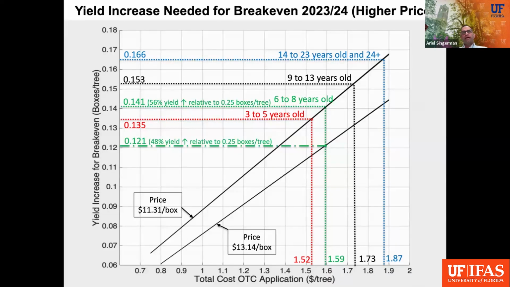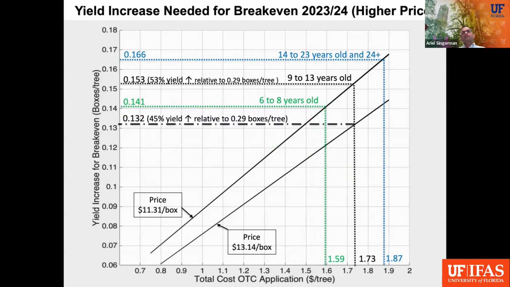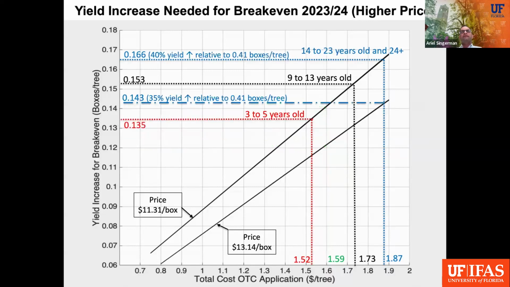For 6 to 8-year-old trees, that percent increase would need to be 48% instead of 56. For 9 to 13-year-old trees, that would need to be 45 instead of 53. And for 14 to 23-year-old and 24-plus-year-old trees, that yield increase would need to be 0.143 boxes per tree, which represents a 35% yield increase instead of a 40% yield increase.